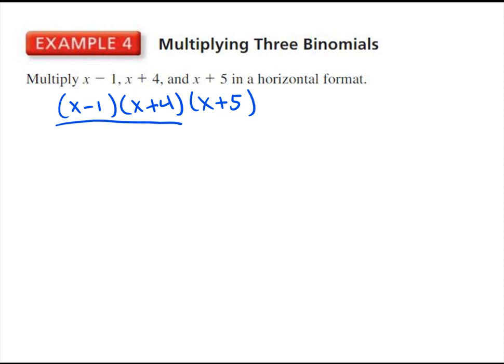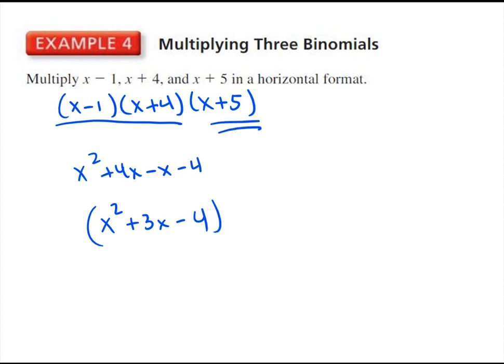Okay, so I can just FOIL that, right? So that's going to give me x squared plus 4x minus x minus 4, which turns out to be x squared plus 3x minus 4. Okay, so once I have this, I'm going to multiply this with this last binomial, right, the x plus 5.